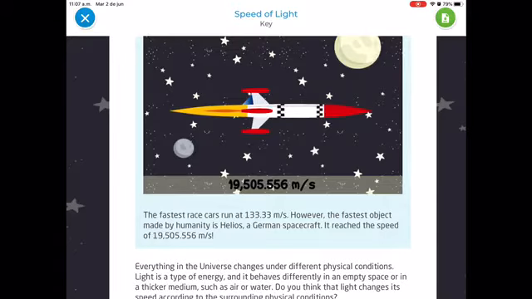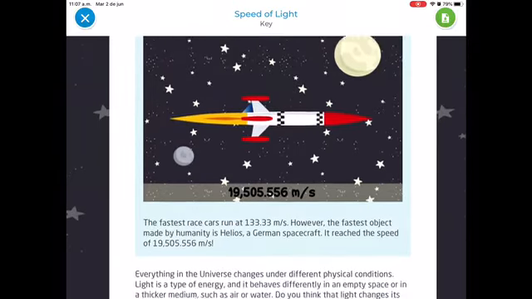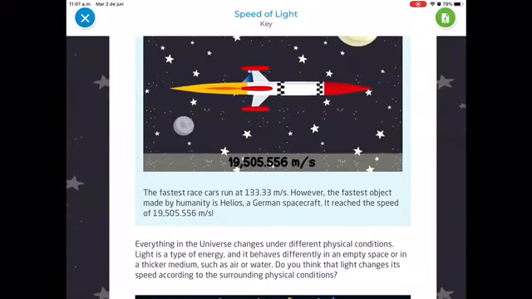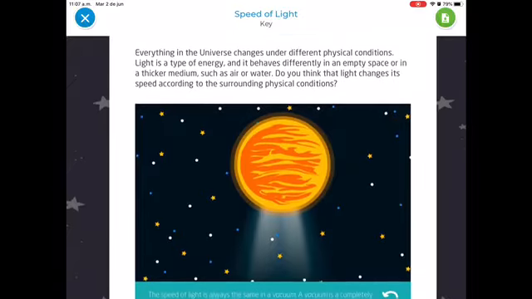It is the fastest object that exists so far. It reached the speed of 19,505.556 miles per second. Can you believe that? That is a super fast man-made object.